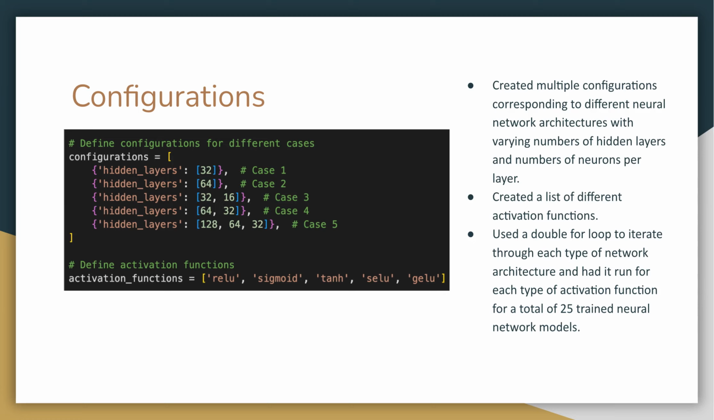Then we created multiple configurations which correspond to different neural network architectures with a varying number of hidden layers and number of neurons per layer. We created a total of 5 different architectures. We also created a list of 5 different activation functions, and then used a double for loop to iterate through each type of network architecture and had it run for each type of activation function for a total of 25 different combinations that we tested to be able to see which combination would yield the best predictive accuracy.